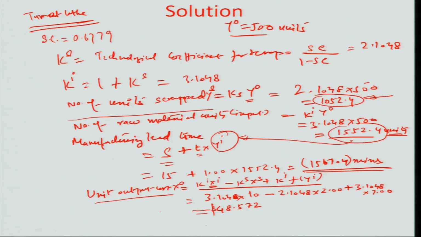So we have several things now derived to take a management decision, particularly for the turret lathe case. We talk about the number of scrap units, we talk about the total input requirement, we also talk about the lead time, manufacturing time for processing this whole 1552 units of raw material, and then finally also talk about the unit output cost which comes out from all this process.